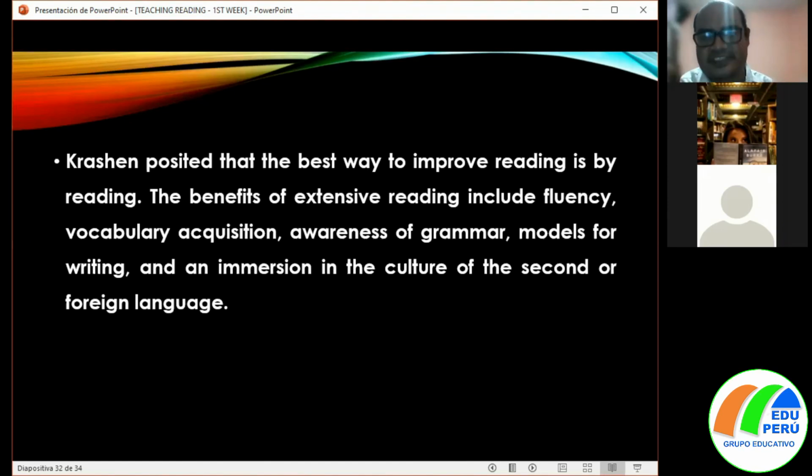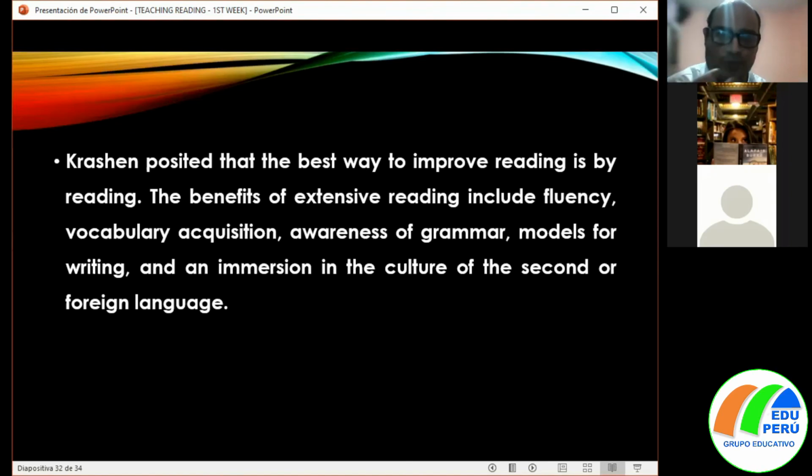The benefits of extensive reading include fluency, vocabulary acquisition, awareness of grammar, models of writing, and an immersion in the culture of the second or foreign language. Notice all the benefits that you could find when you do extensive reading. Then in the next sessions, we're going to talk more about extensive reading, because there is extensive and intensive.